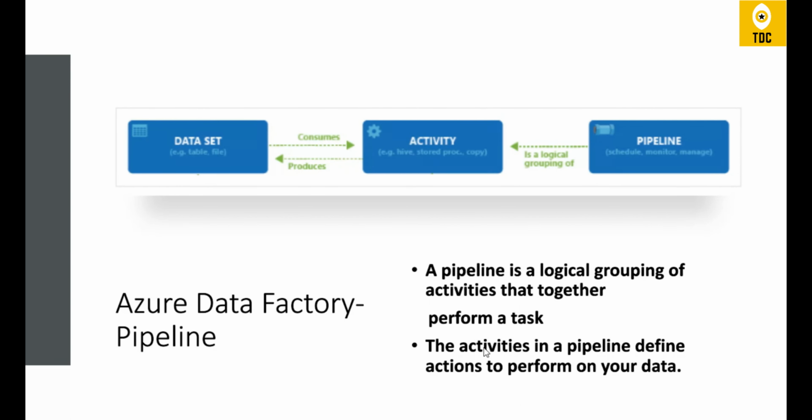An activity is a pipeline-defined action. The activities in a pipeline define actions to perform on your data. As we mentioned, each pipeline can have a number of activities. It can be a copy activity. It can be a stored procedure.